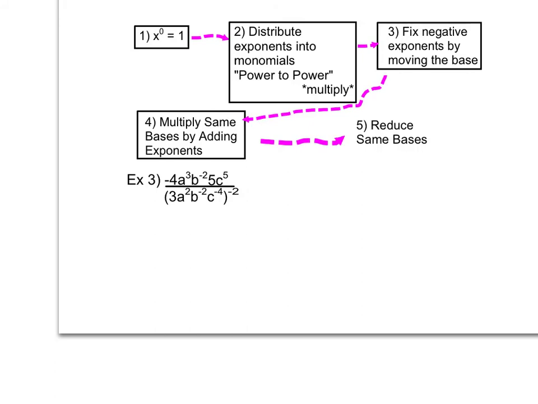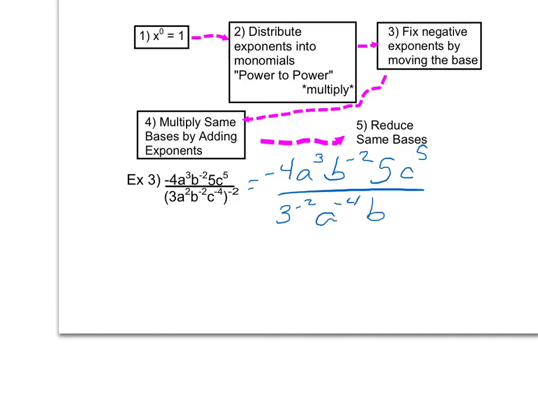Okay, now that you've had a chance to try the problem, let's see how you did. So first thing you did hopefully was check for x to the 0. Nothing's raised to the 0 power. Hopefully the second thing you did was to see if you could distribute any exponents into your monomials. I notice on top I don't have anything to distribute, but on bottom I can distribute the -2. So I'm going to leave the top alone. And on the bottom, when I distribute the -2, I get 3 to the -2, a to the -4, b to the +4, c to the +8.